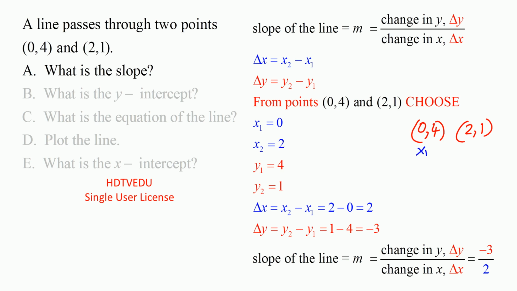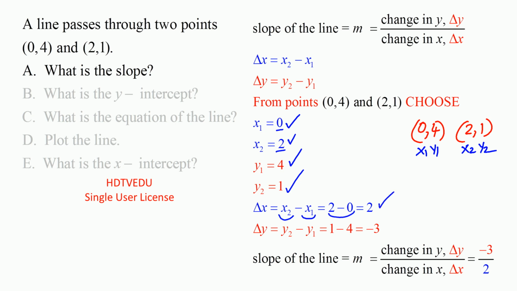Let's make 0, 4 the point x1, y1 and 2, 1 the point x2, y2. So x1 is equal to 0, y1 equals 4, x2 is 2 and y2 is equal to 1. So what is delta x? Delta x is x2 minus x1. x2 is 2, x1 is 0. So what is 2 minus 0? 2.